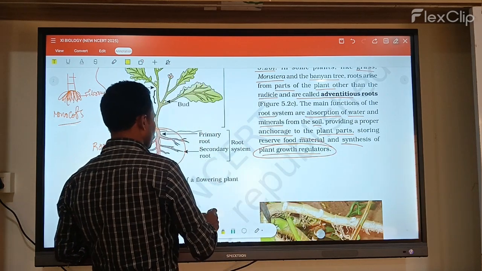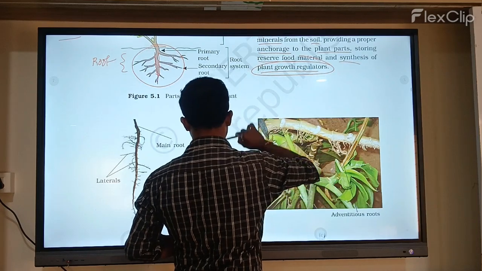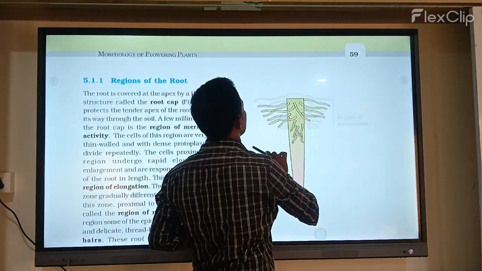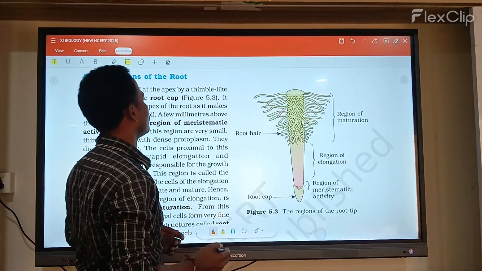Okay, next, what are the regions of the root?